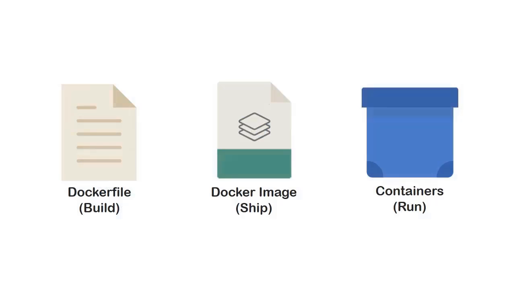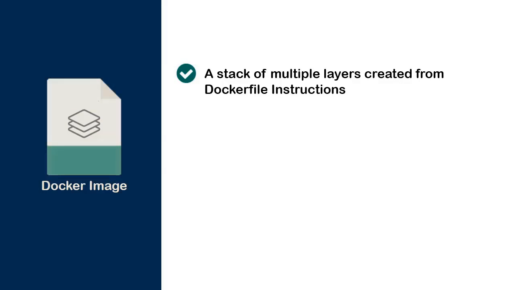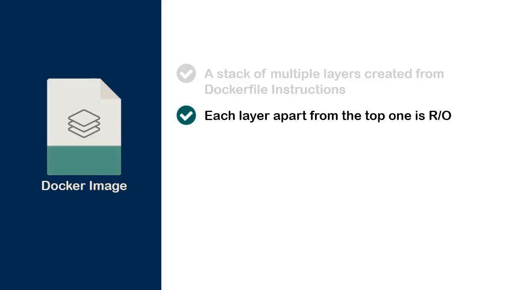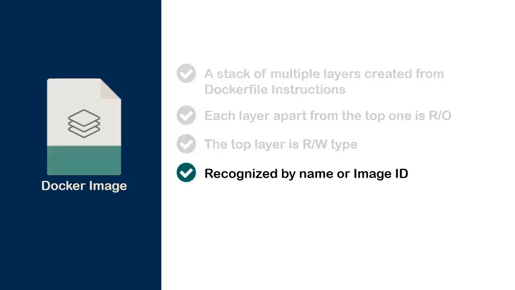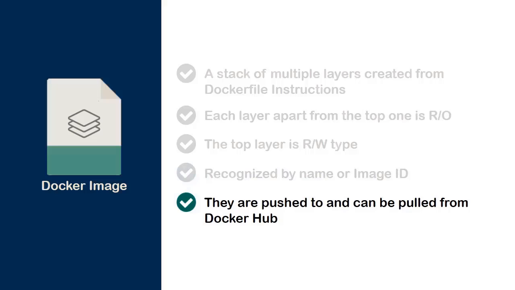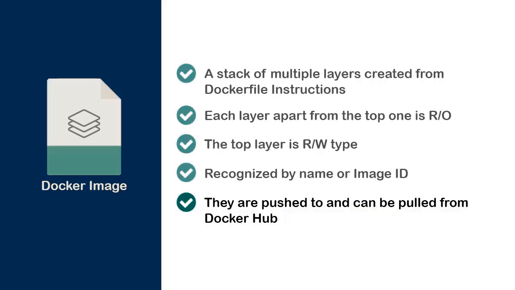In this video, it's time to focus on Docker images. As we have seen previously, a Docker image is a collection or stack of layers which are created from sequential instructions in a Dockerfile. The layers are read-only, with the exception of the topmost layer, which is read-write, but we will get into that later. Docker images can be recognized either by their unique image ID, which is provided by Docker, or a convenient name or tag, which is provided by us, the users. Finally, they can be pushed or pulled from Docker Hub, which we just visited in the last demo.